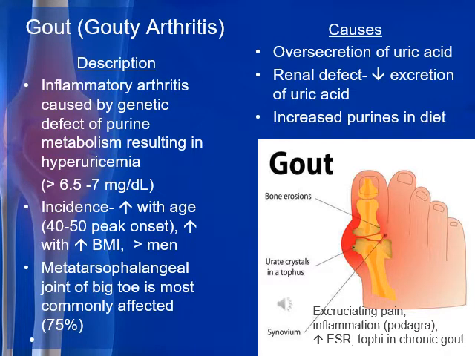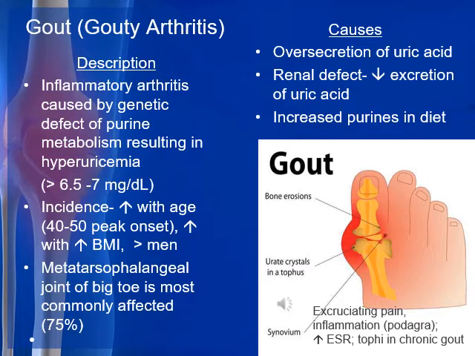So again, understanding that purines in the diet will break down into uric acid will help us to understand why our patient would be on a low purine diet, or why the causes, as you can see, are oversecretion of uric acid, decreased excretion of uric acid, or increased purines in the diet, which again, purines break down into uric acid. So bottom line, elevated uric acid, I know that you guys know that.